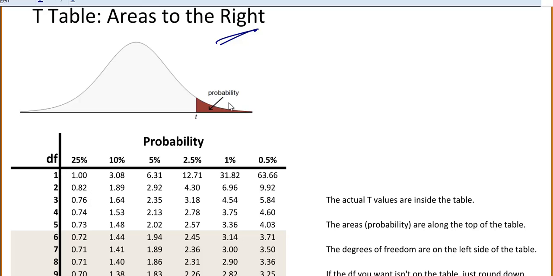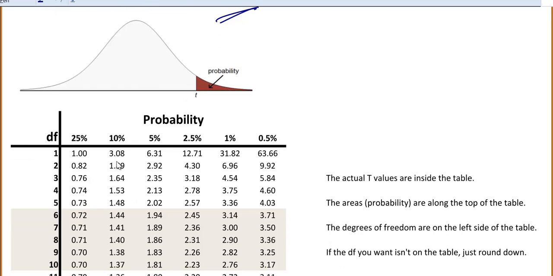Now the t-table is set up very differently from the normal table. In the t-table, the actual t values are inside the table. So inside the table, those are our t values, whereas the areas are along the top of the table.